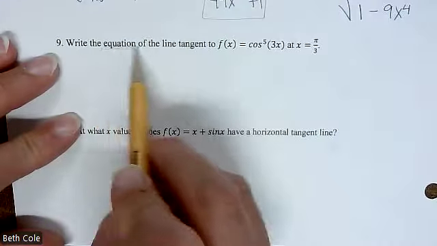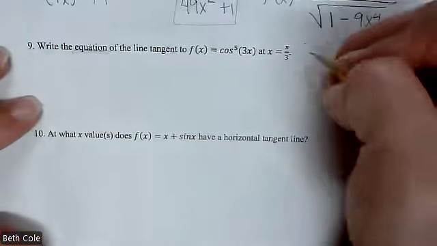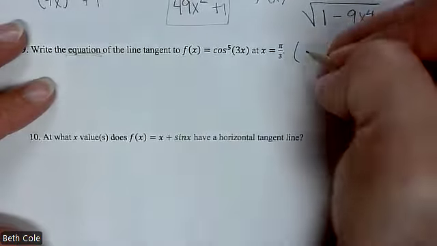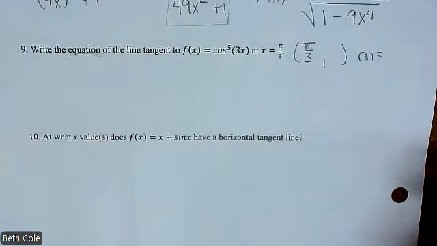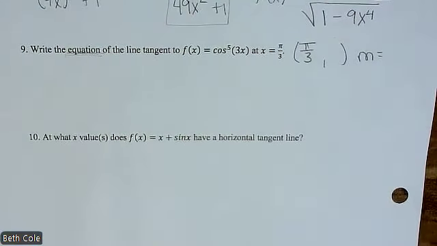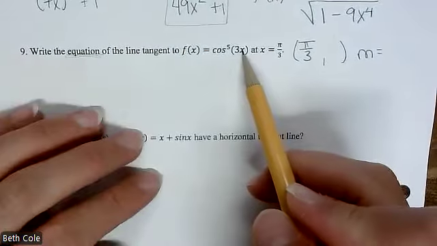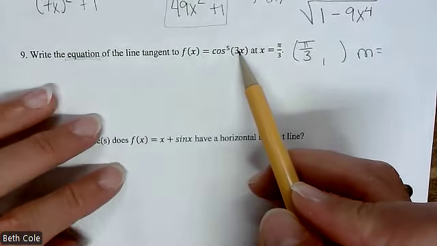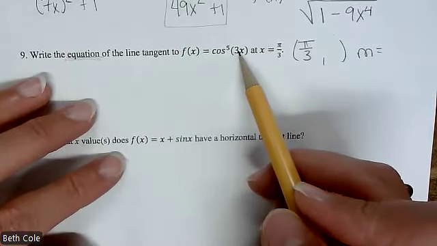This says write the equation. What do we need? A slope and a point. So your point of tangency is pi over 3. You're going to have to know the unit circle. My favorite. All right, so if you plug pi over 3 into this, what immediately is going to happen to the 3's? You've got this. They cancel and it's just pi.